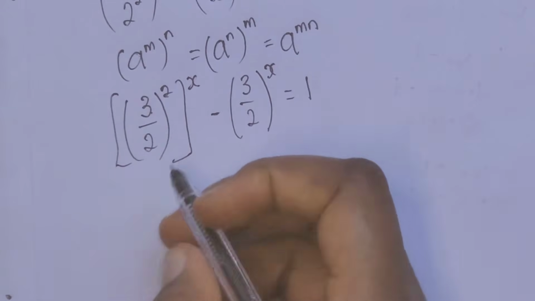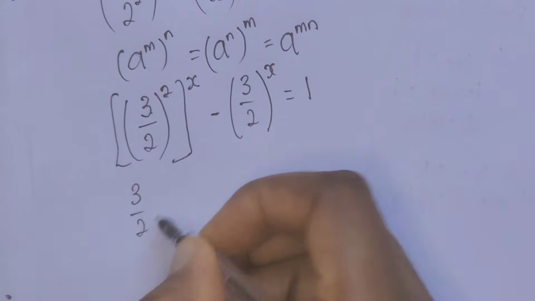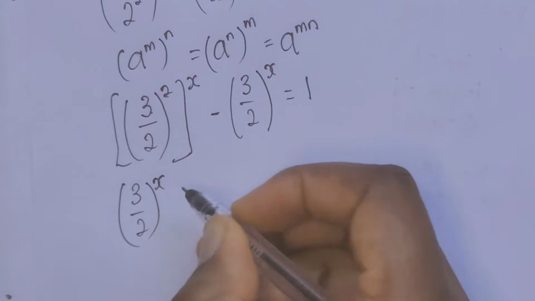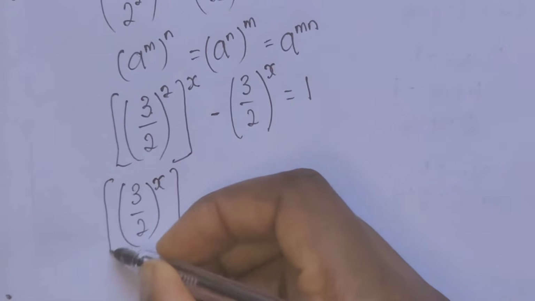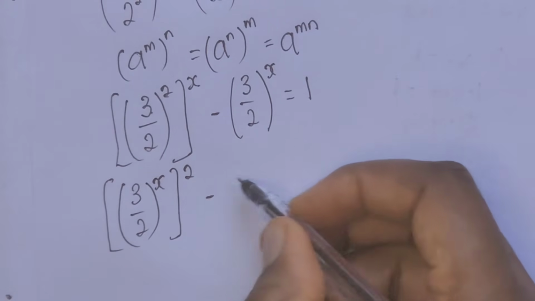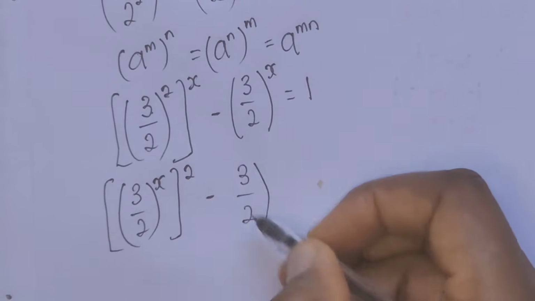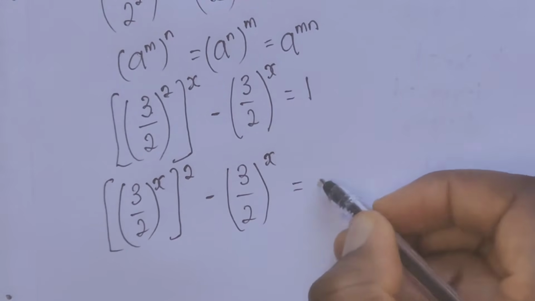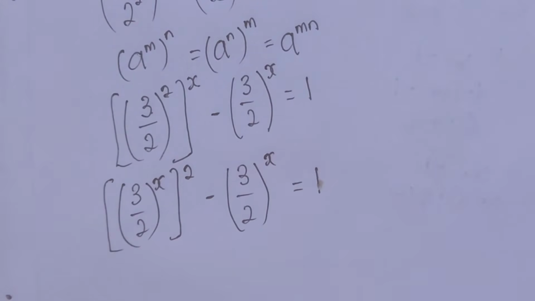So interchanging the powers, we have 3 over 2 all to the power of x further raised to the power of 2, minus 3 over 2 all to the power of x, which is equal to 1. So we have 3 over 2 to the power of x.